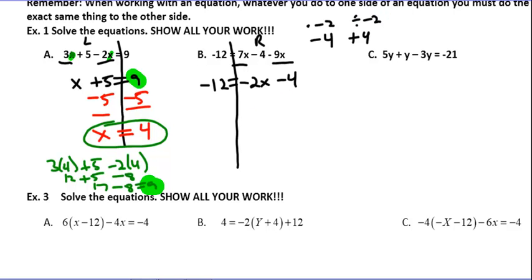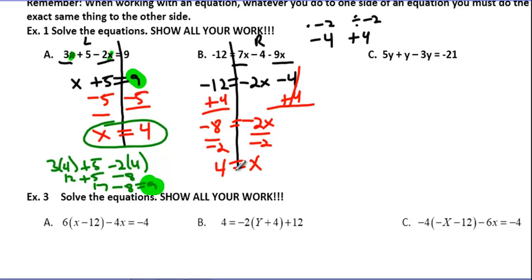So I'm going to add 4 to both sides. And again, whatever I do to one side, I do the exact same thing to the other. I end up with negative 2x over here equal to negative 8. Divide by negative 2. And x is equal to 4.